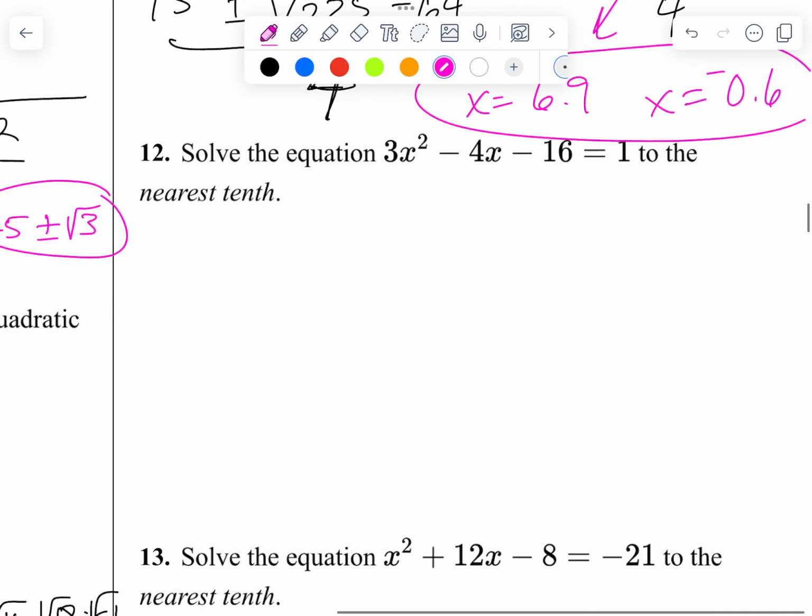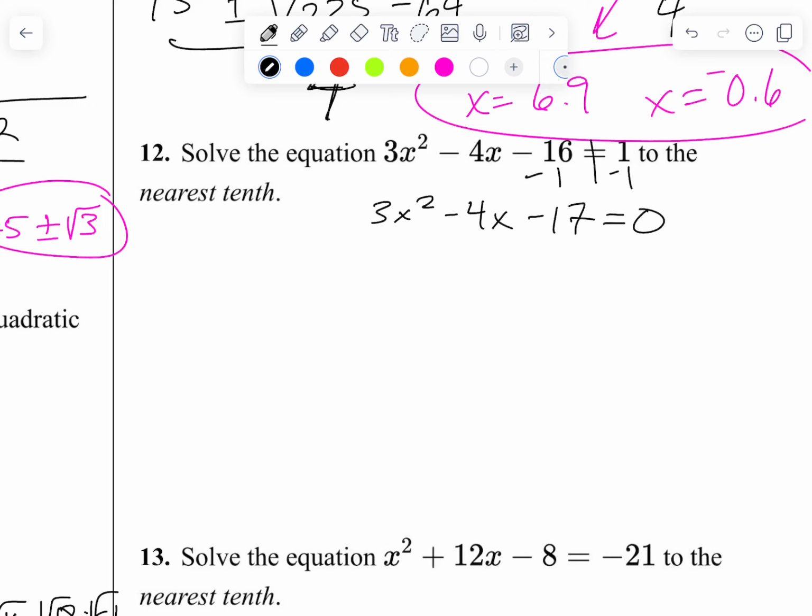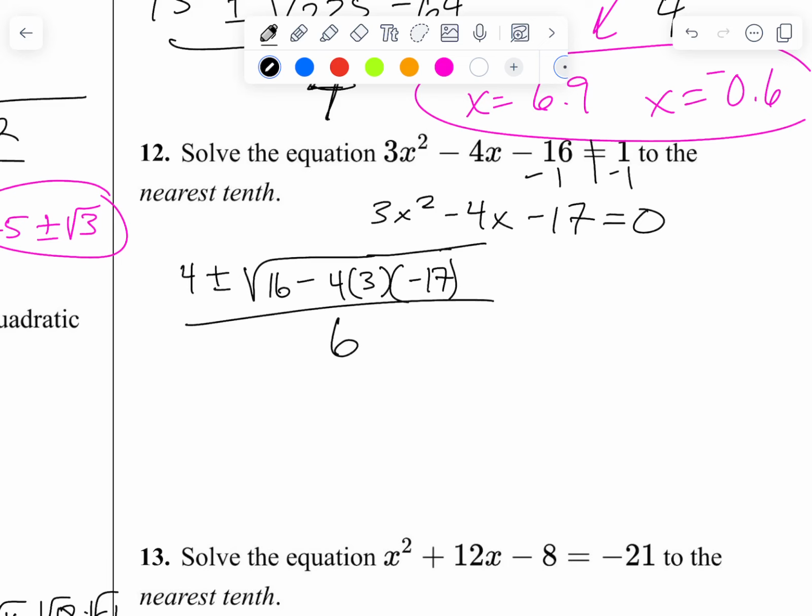All right. Number 12, also want to solve that one. Easier for me to make sure it's equal to 0. So 3x squared minus 4x minus 17 equals 0. Now I can use the quadratic formula. I'm just going to do 4 plus or minus the square root of negative 4 squared, which is positive 16, minus 4 times 3 times negative 17, all over 2 times 3, which is 6.